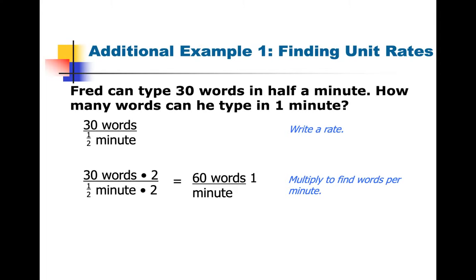So apparently this doesn't work as well on my iPad, so bear with me. So it says 30 words over half a minute. I know to get half a minute to become 1 minute, this 1 should be down here, so I apologize. In order to make that happen, I need to multiply 1/2 by 2, because that gives me 1, and 30 by 2, which gives me 60. So if Fred can type 30 words in half a minute, then he can type 60 words in 1 minute.